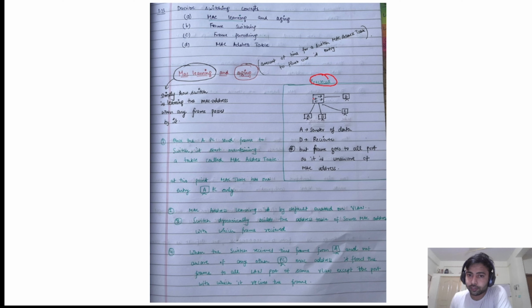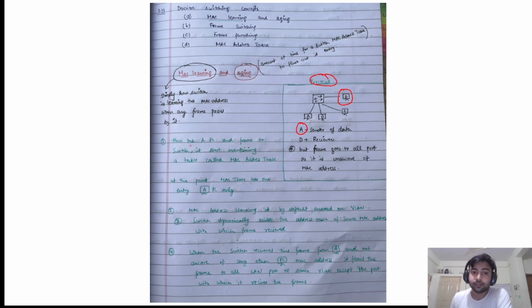Let's say we have a switch and we have end devices A, B, C, D. So these devices are going to communicate. Let's say A is a sender of a frame. A has some data to send to device D. So first, let's say the switch is booted up. What are the steps it is going to follow to learn the MAC addresses? That is called MAC learning. So understand point by point what is MAC learning.